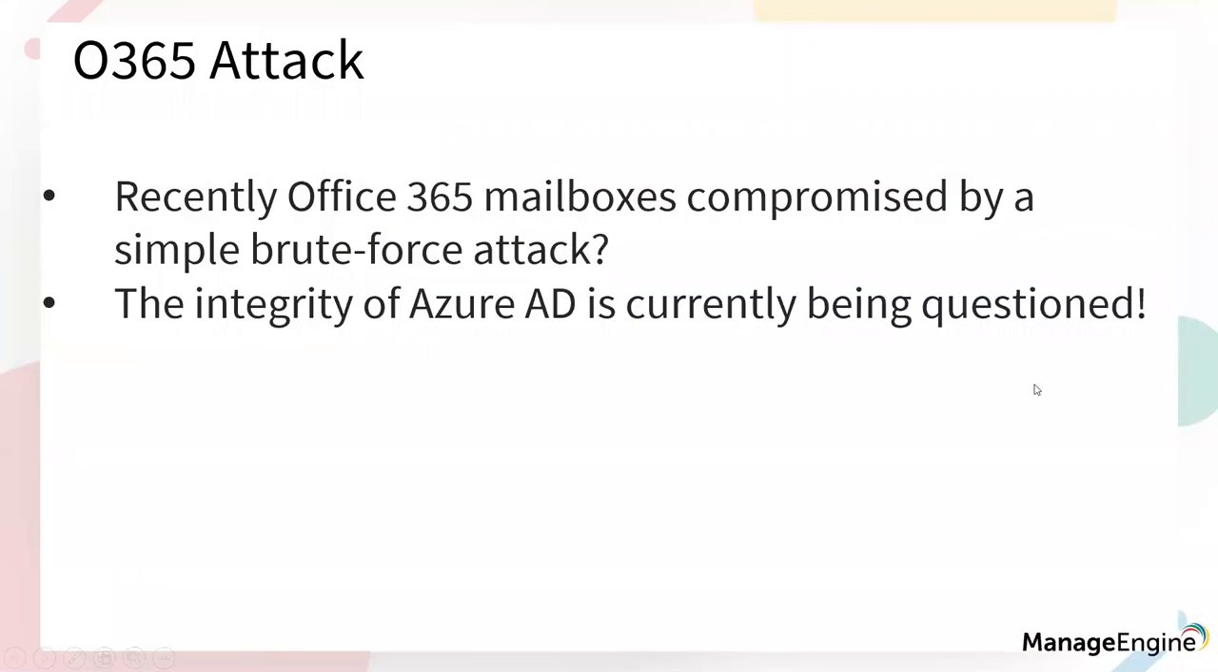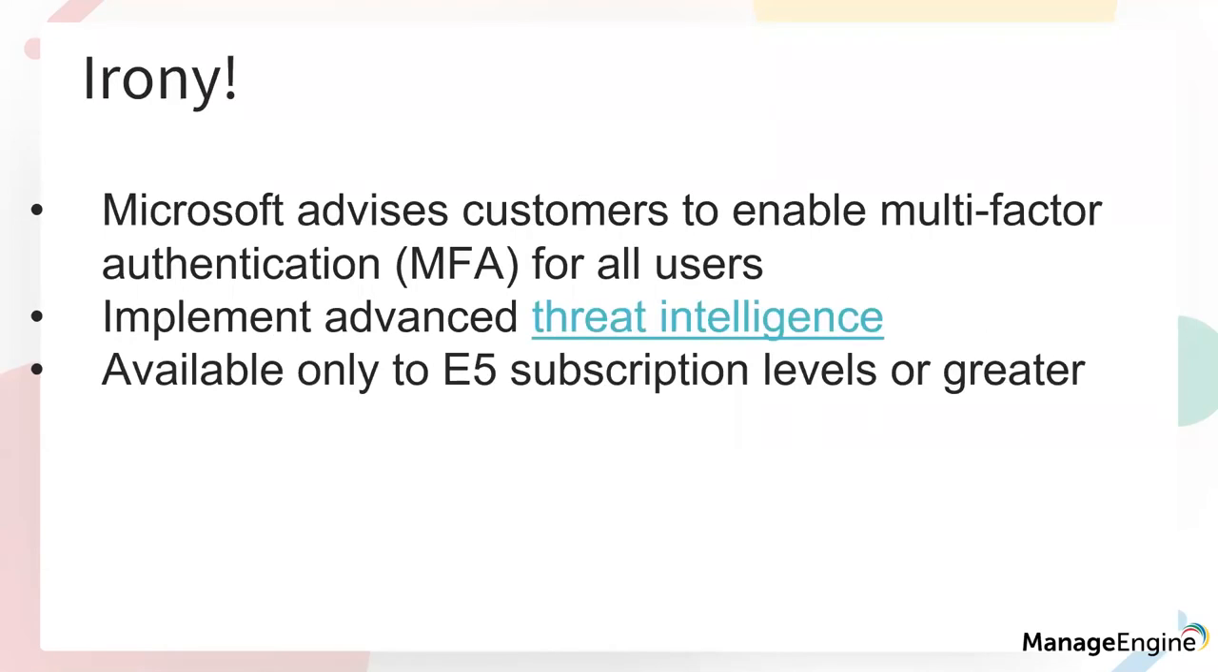On-premise Active Directory attacks, right? You might have seen it, but would you believe that Office 365 recently was under attack? It was compromised. The integrity of Azure Active Directory is currently being questioned. And guess what? This is what Microsoft said. It says enable MFA, and the irony is one of the accounts that was breached had MFA enabled, and all people were asking is how could we get a brute force attack report or a password spray report, for which Microsoft said implement advanced threat intelligence available only to E5 subscription levels or greater.